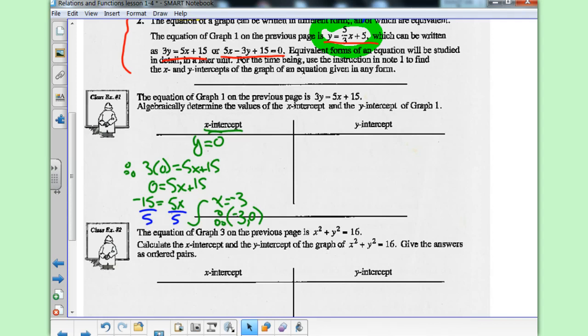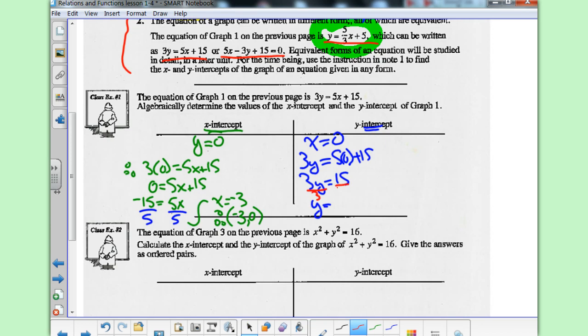For the y-intercept, what did I learn from our previous slide? I learned that if I'm on the y-axis, I must have an x value of 0. So I plug in x equals 0, and this one's even easier. I get 3y is equal to 15, right? Because 5 times 0 plus 15, that's just 15, so we get 3y equals 15. I divide both sides by 3, relying on the things you learned from junior high, to solve for y, and I get y equals 5. So now I've got another point where if x is 0, y is 5.